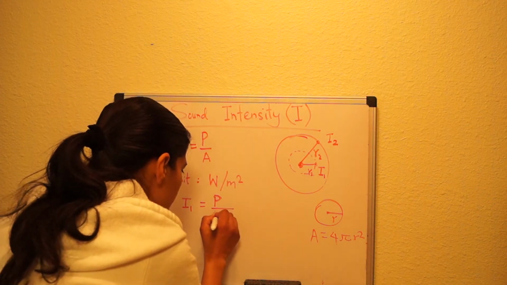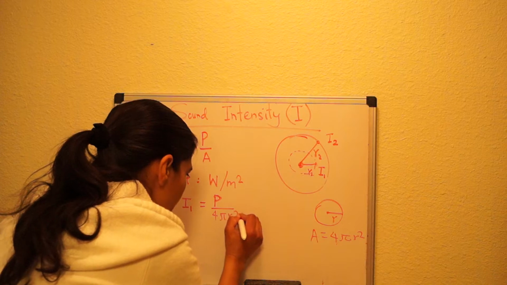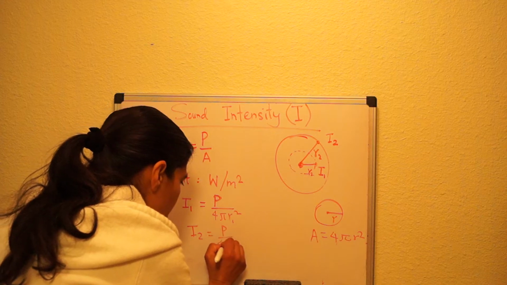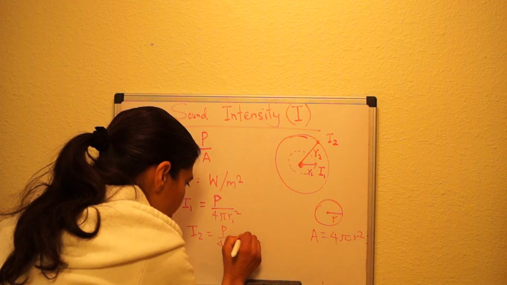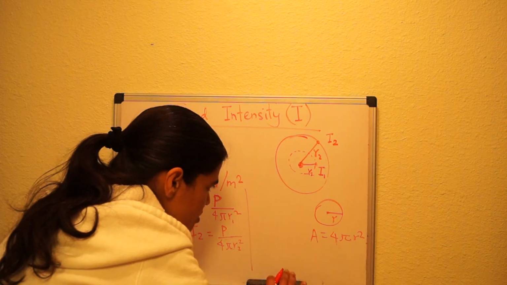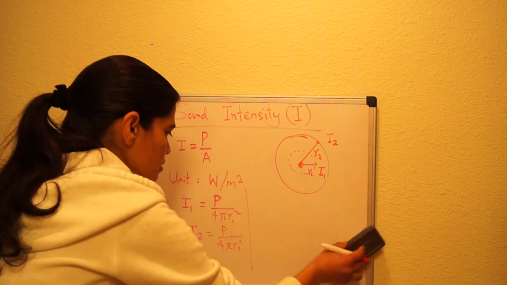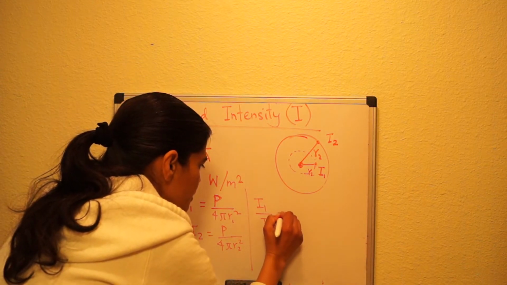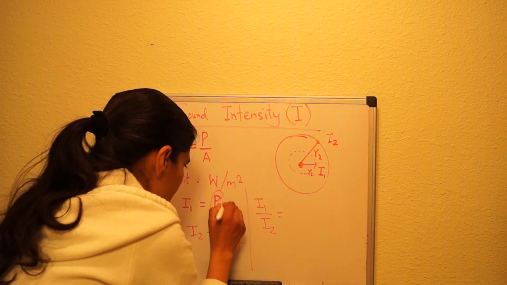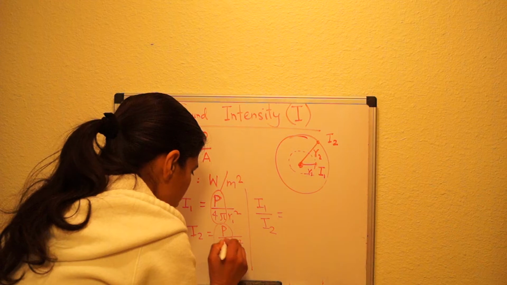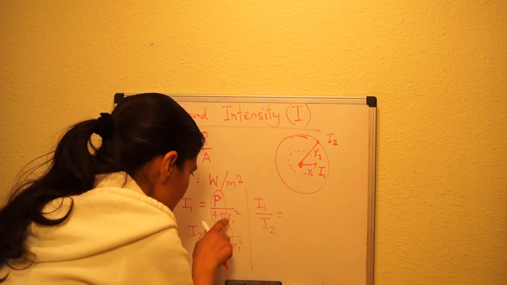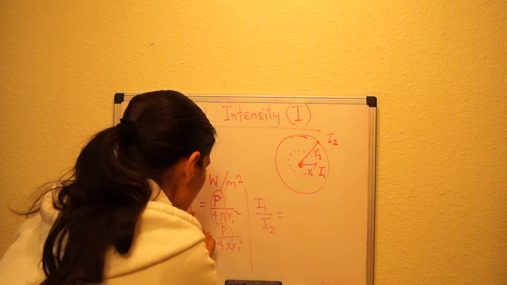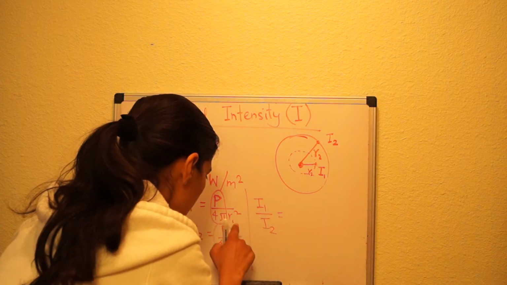So I1 equals P over 4 pi r1 squared. Similarly, we can write I2, which should be equal to P over 4 pi r2 squared, okay? Now, next step, I'm going to erase this. If we take the ratio of I1 by I2, what should we get? This part is constant, so one divided by another, they will get cancelled. But then these have the inverse relation here, so we get I1 by I2 is 1 over r1 squared, divided by 1 over r2 squared.